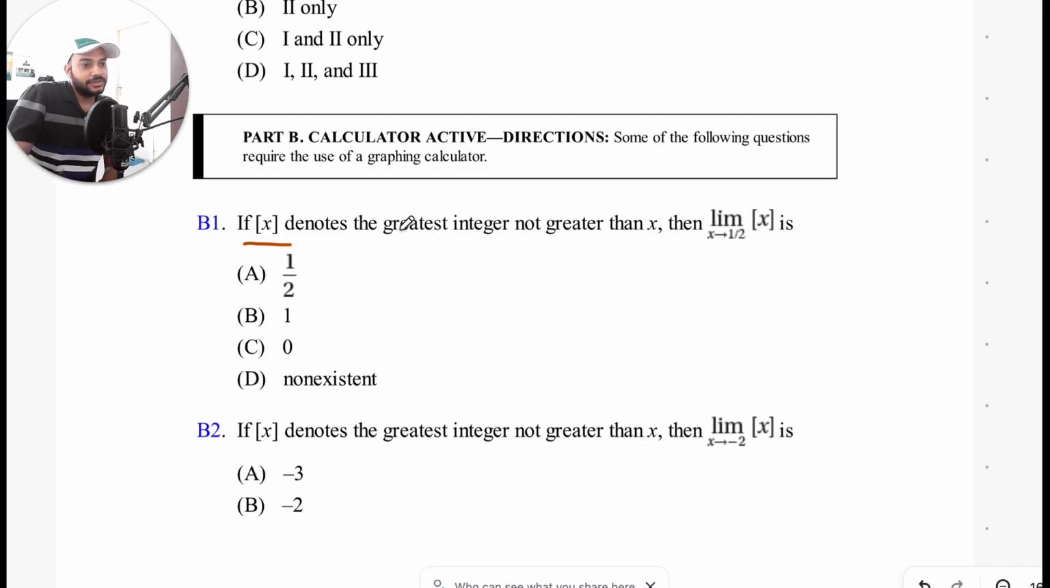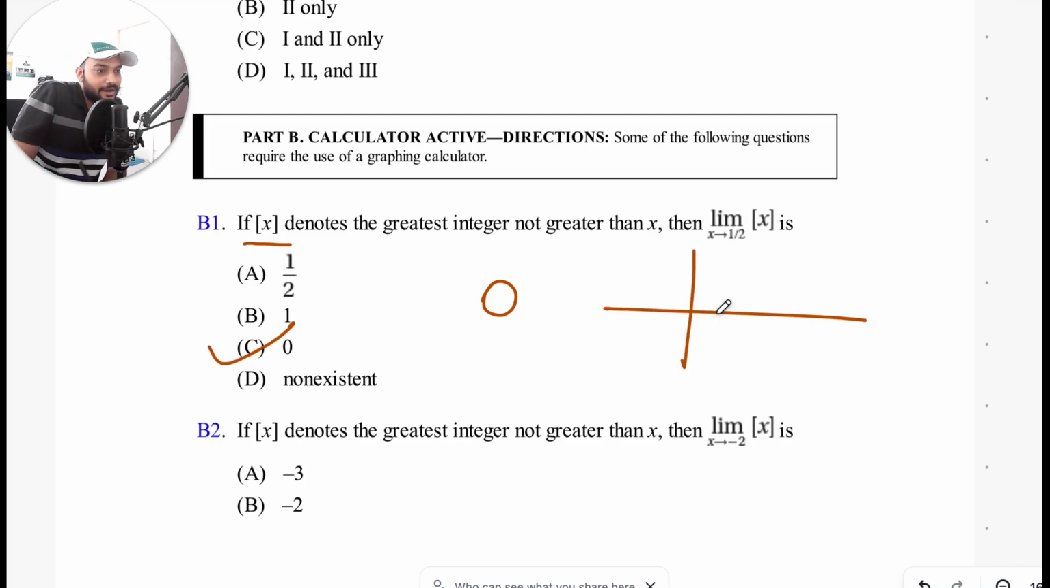The integer, so this is how it's defined. Whatever x is there, we need to find the greatest integer which is not greater than x. So the highest integer less than x, less than half, is 0. Highest integer less than half is 0. Whether from the left hand side or from the right hand side, it's 0. So the limit is C, 0.